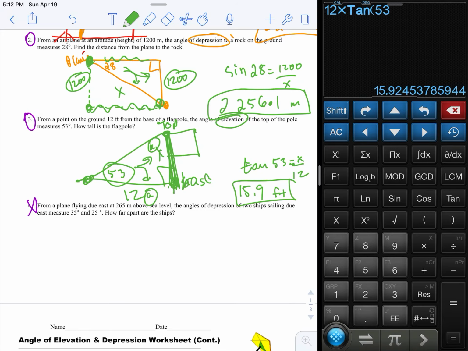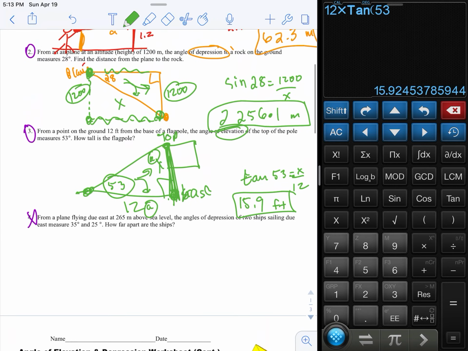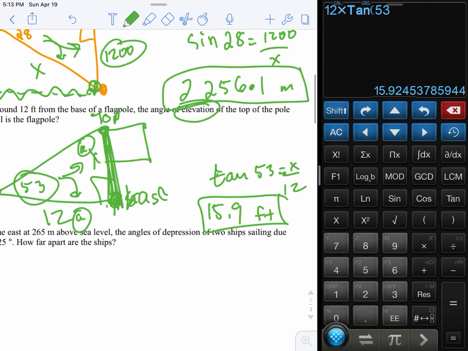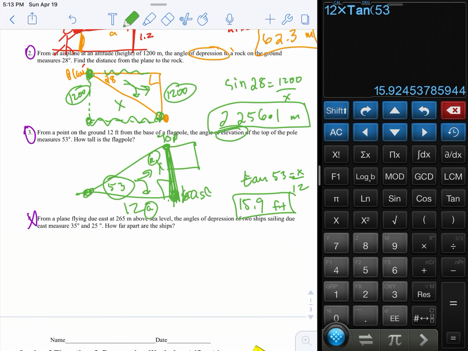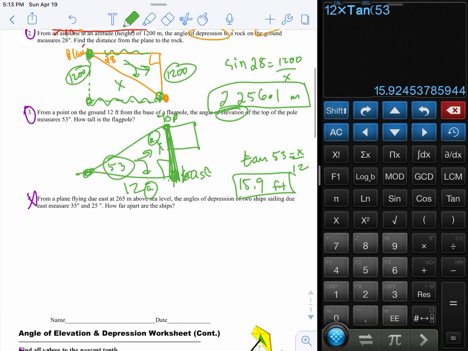feet. Okay. From a plane flying due east at 265 meters above sea level, the angle of depression of two ships sailing due east measures 35 and 25. Oh, I told you to skip that one. Oh, you know what, guys? So always round to 1 decimal. Okay. And then what I think I'll do on this answer key thing, I can put multiple answers in. So like this one here, I'll go 59.9, and then if you round it up, I'll go 16.0, but always put 1 decimal in.